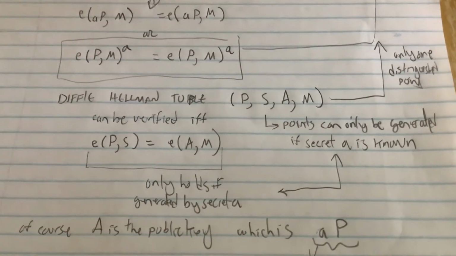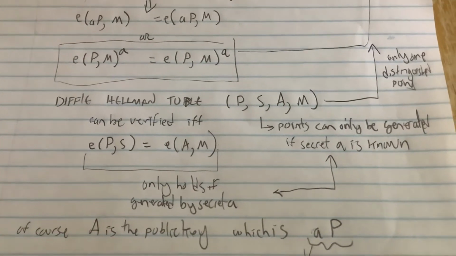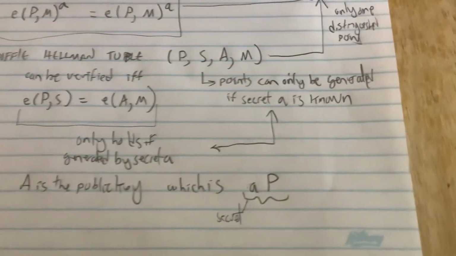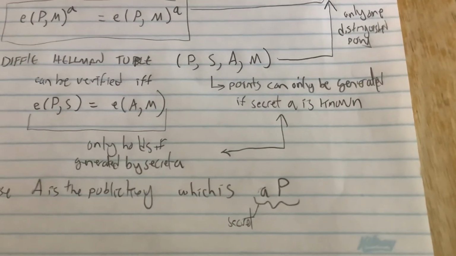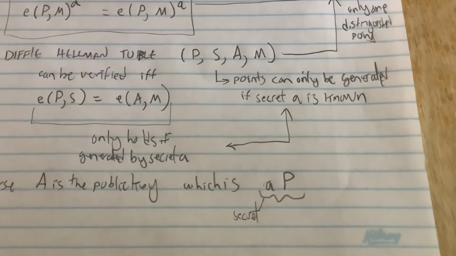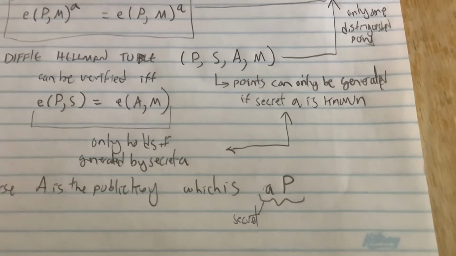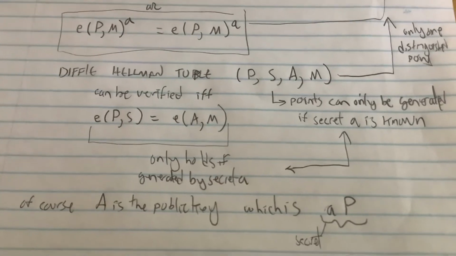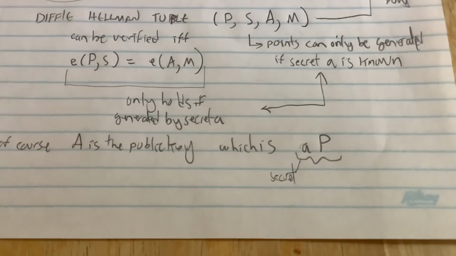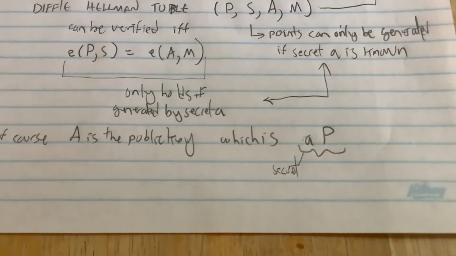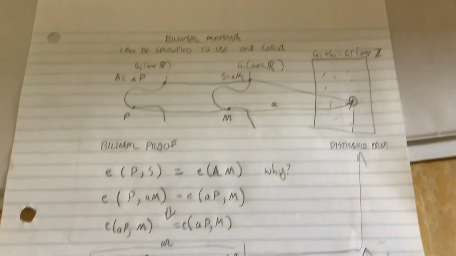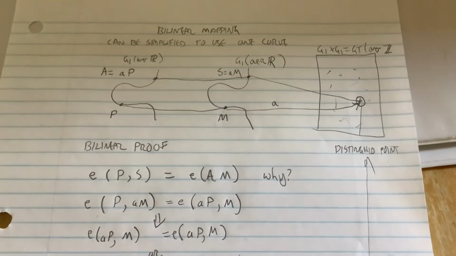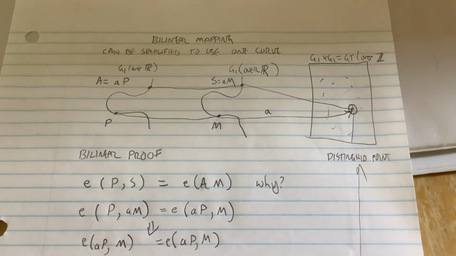Then, of course, there's the question of how you know it's the right person generating that signature. That's pretty simple. A is the public key, a times P, and that's classic public-private key, and the secret is a, the private key. So once you've verified the signature with this proof, you can simply challenge whoever's providing it with a typical challenge and response. And that's it for bilinear pairing. I know there's a lot of basic stuff that needs to be covered, but I just wanted to give you an overview of bilinear mapping.